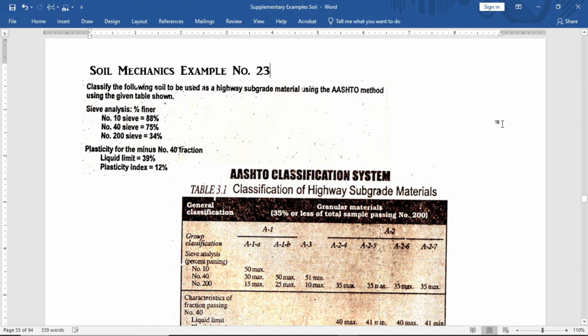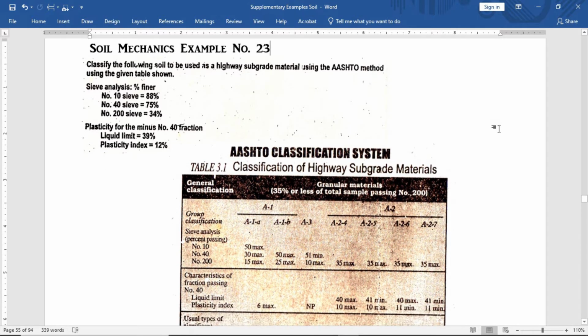Number 10 sieve is 88%. Number 40 sieve, 75%. Number 200 sieve is 34%. So plasticity for the minus number 40 fraction, liquid limit is 39% and plasticity index is 12%.